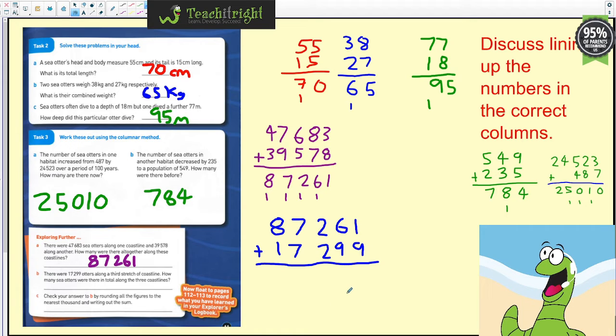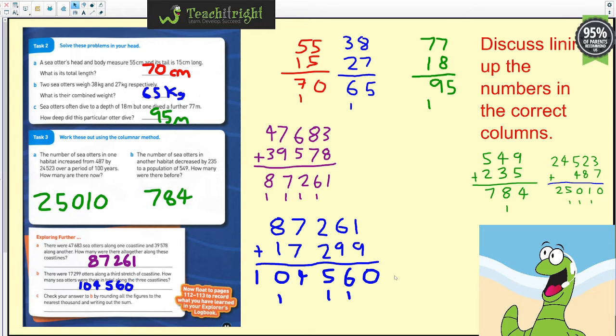So 1 plus 9 is 10. We've then got the 10 plus the 90 plus the 60 to get 160. We've now got 200 plus 200 plus 100, so that's 500. 7,000 plus 7,000 is 14,000, so put 1 in there, the 4 there. And now 80,000 plus 10,000 plus another 10,000 is 100,000. So now it goes into the 100,000s column. So we have a final answer of 104,560 otters across all three coastlines.